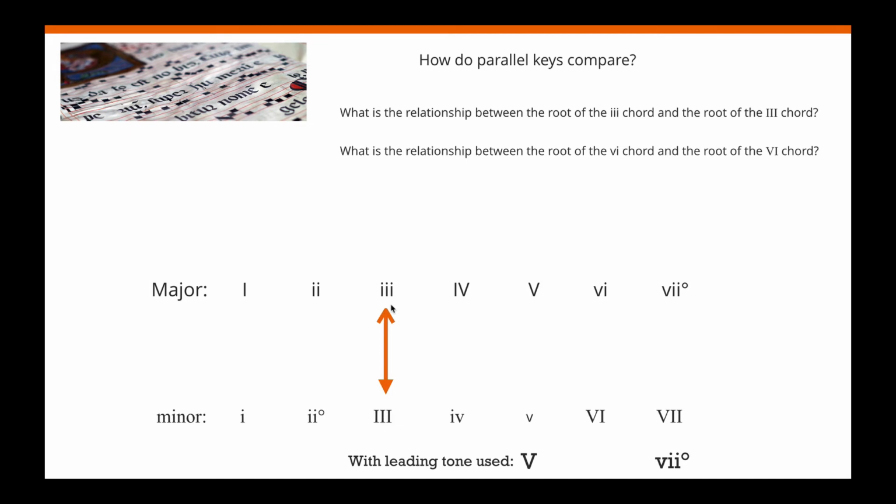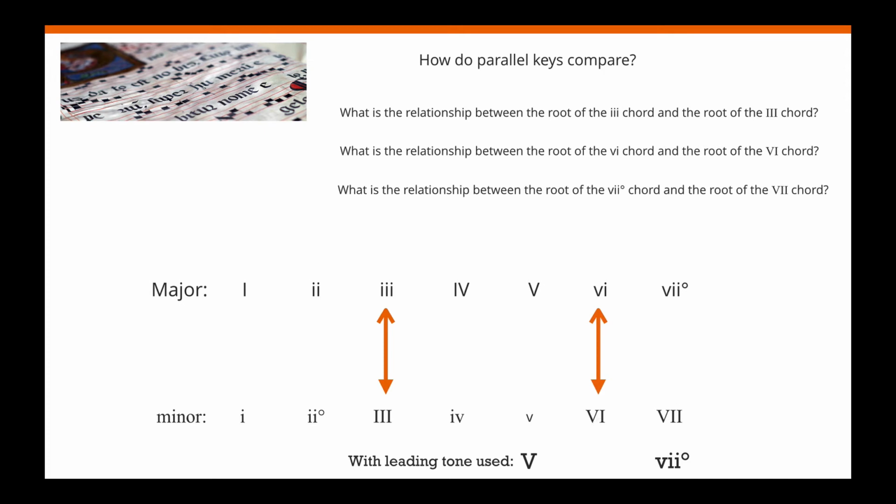What's the relationship between the root of the 6th chord, the minor 6th chord in a major key, and the major 6th chord in a minor key? Well, again, let's look. If we're in A major, this would be an F sharp minor triad. The root would be F sharp. In A minor, this would be an F major chord with F as the root. F sharp is the root here. F natural is the root here. Again, the root of this chord is 1/2 step lower.